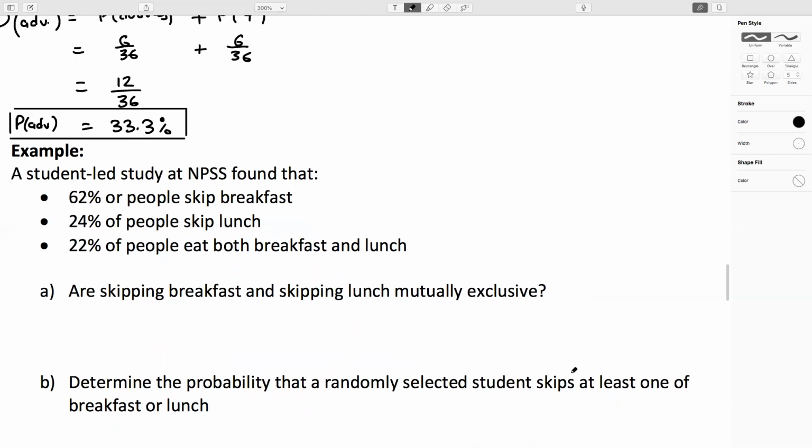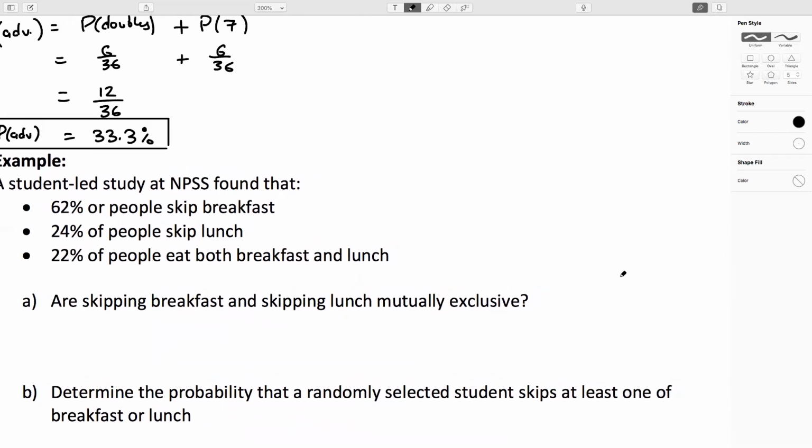Now, a student-led study at MPSS found 62% of people skip breakfast, 24% of people skip lunch, and 22% don't eat breakfast or lunch. Okay, now we're going to have to build ourselves a Venn diagram for this, and it's going to look a little bit different. Okay, so we're going to start by doing the normal Venn diagram that we've seen before.